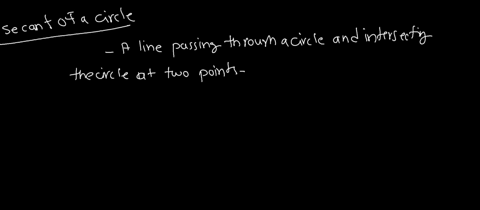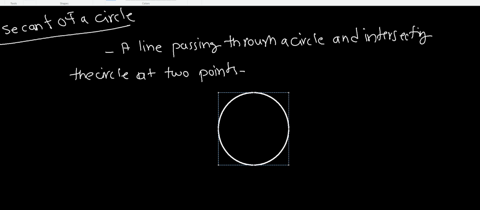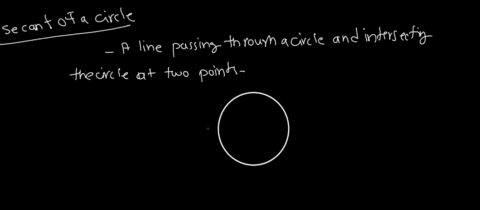So, if we draw a circle like this, and a line intersecting the circle at 2 points A and B, circle with center O. So this is a line, that's why it is extending infinitely at both ends, but intersecting the circle at 2 points, that is A and B. This is a secant of a circle with center O.